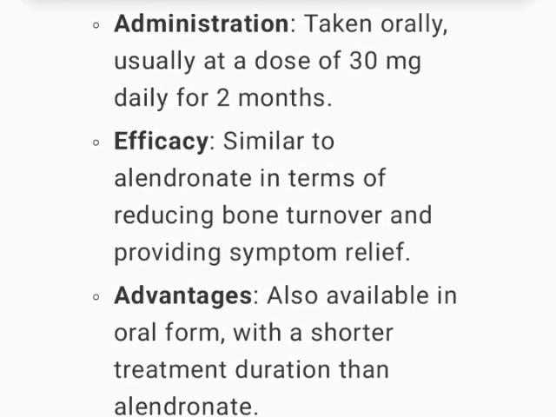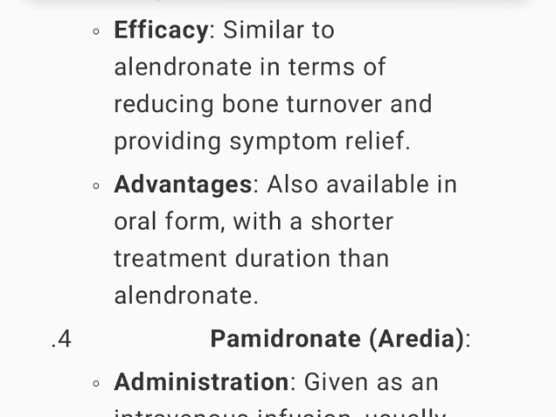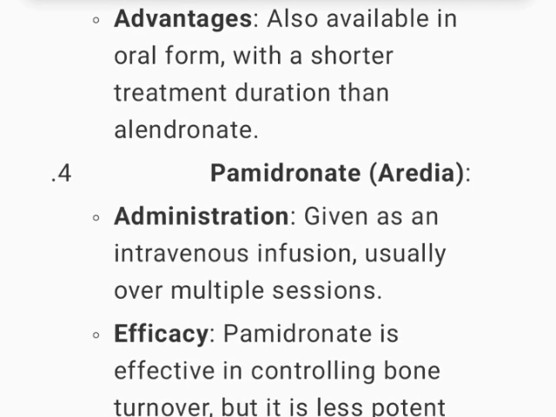3. Risedronate, Actonel. Administration: taken orally, usually at a dose of 30 milligrams daily for 2 months. Efficacy: similar to alendronate in terms of reducing bone turnover and providing symptom relief. Advantages: also available in oral form with a shorter treatment duration than alendronate.